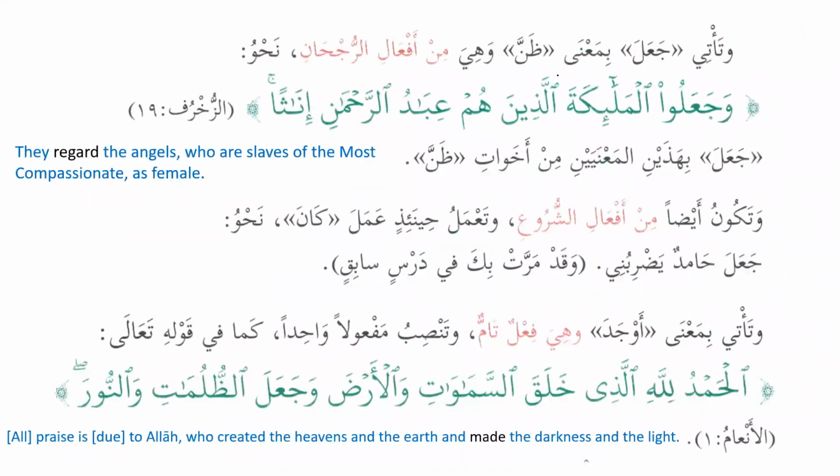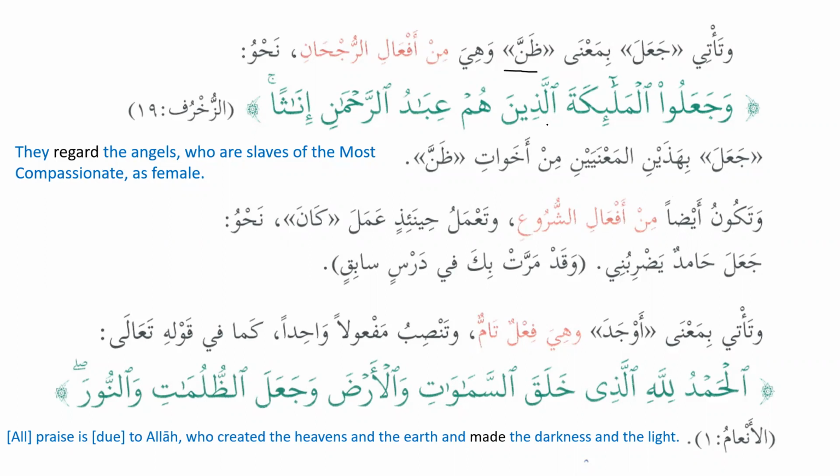وتأتي جعل بمعنى ظن وهي من أفعال الرجحان نحو. So here it gives the meaning of dhanna, as we can see over here. And there are, mashallah, so many categories of verbs we have been discussing from number 1, and book number 1, and it seems to be unending, right?